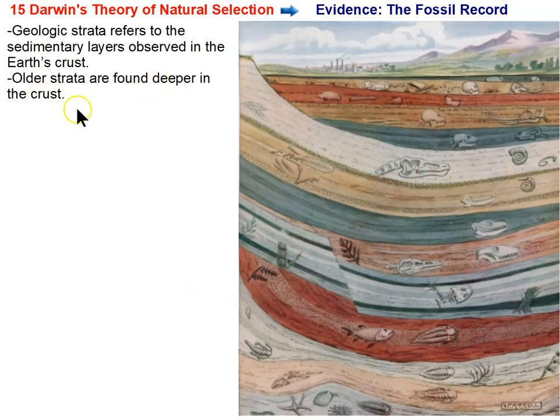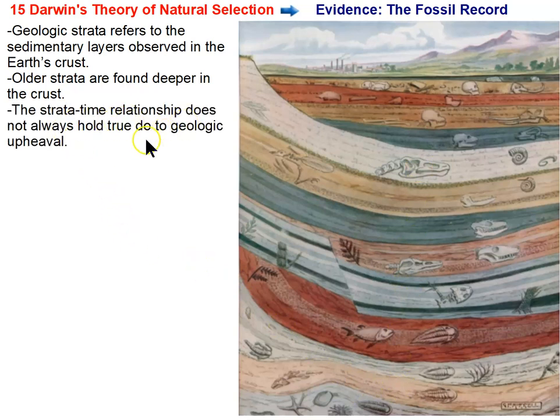Older strata are found deeper in the crust, so the farther down you dig, the farther back in time you're going. And in this figure, you can see that the fossils are changing as we go from shallower to deeper in the strata.